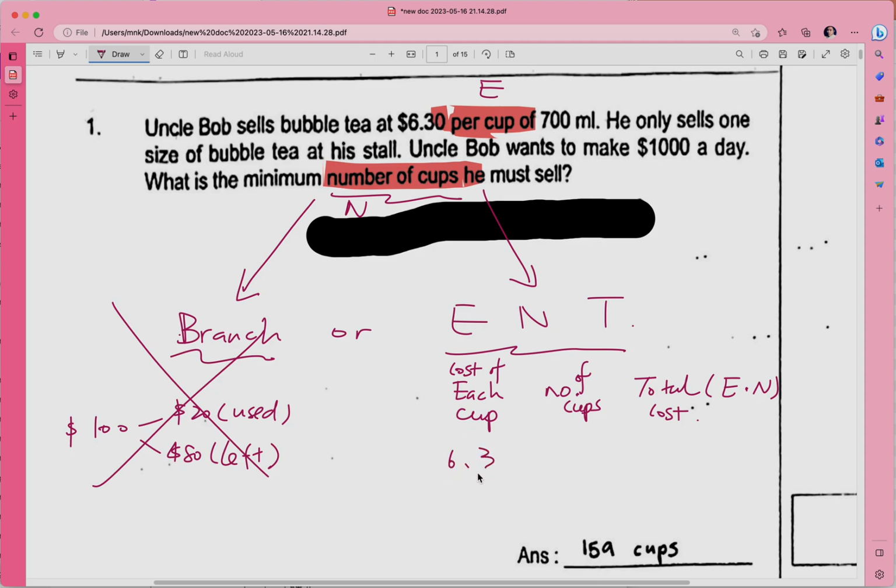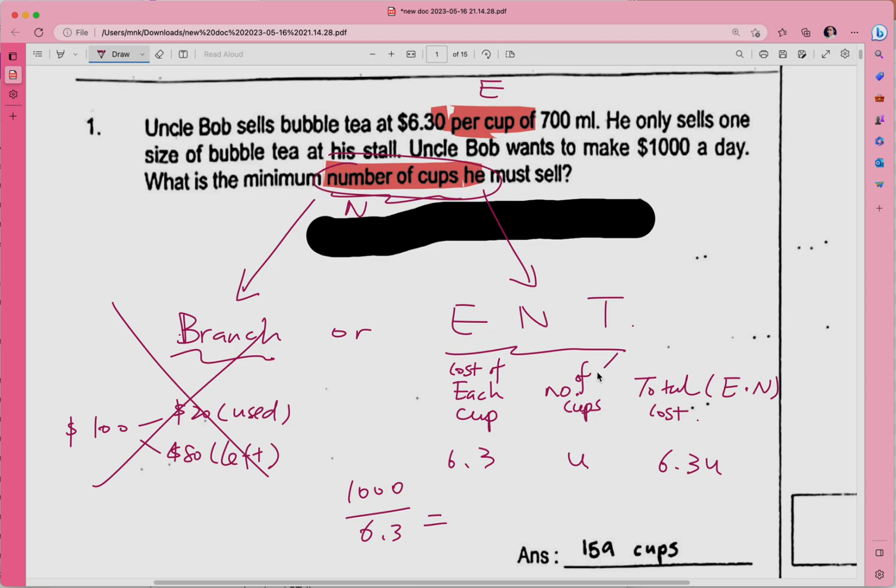And then you need to find out the number of cups actually. Do you know how much? You don't know. And then the total cost will be 6.3 U, right? And the question here says Uncle Bob wants to make $1,000 a day. So that means $1,000, and then one cup sells for 6.3. So therefore, you will get the number of cups, right? The question asks for the number of cups.